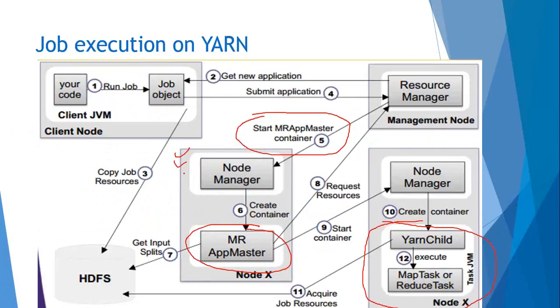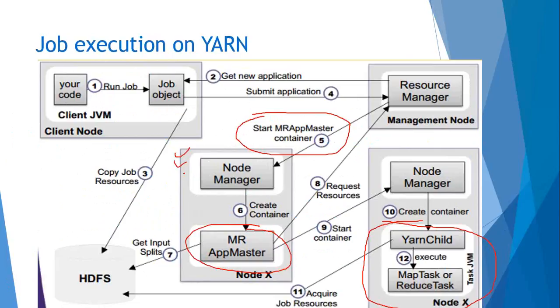So the client will be notified that it failed, and the client has to restart. But now only one job is hindered if some data node or some node has gone down, rather than all the jobs getting hindered if the job tracker node goes down.